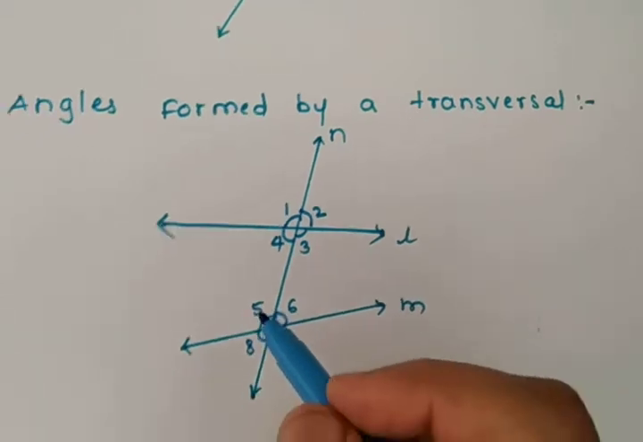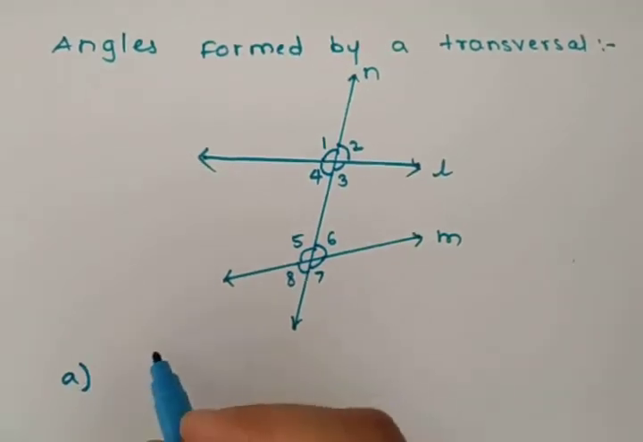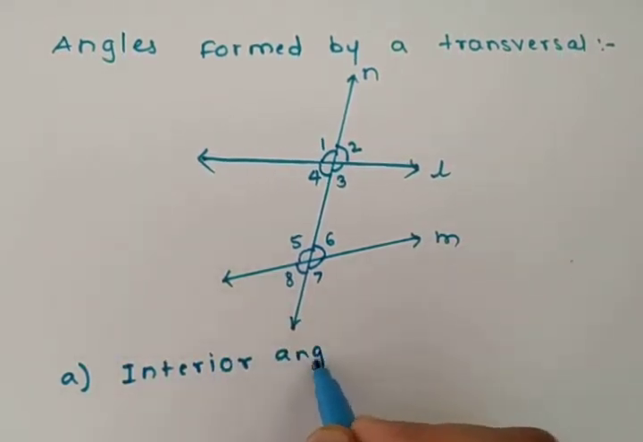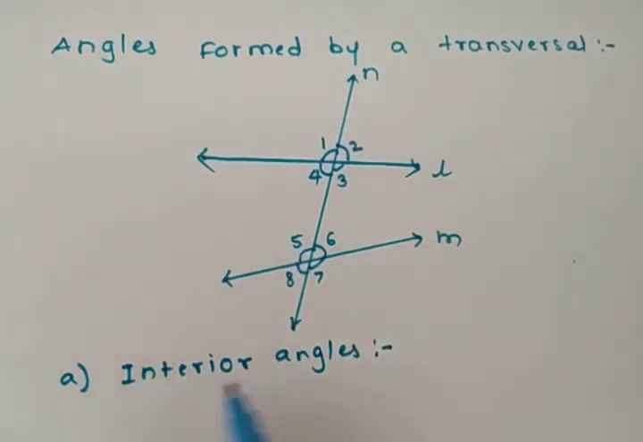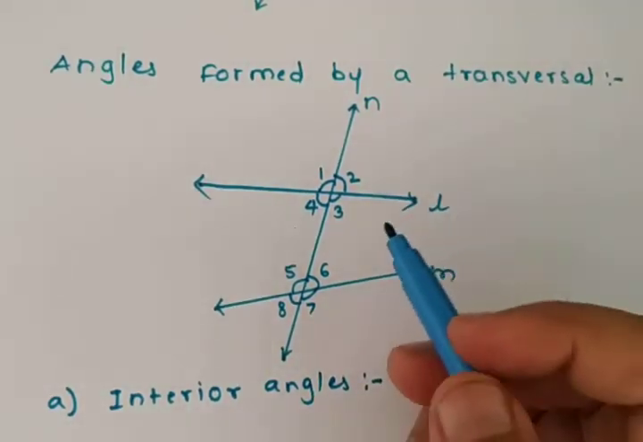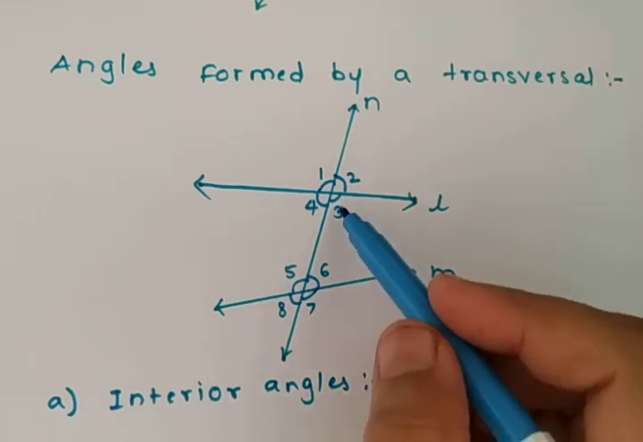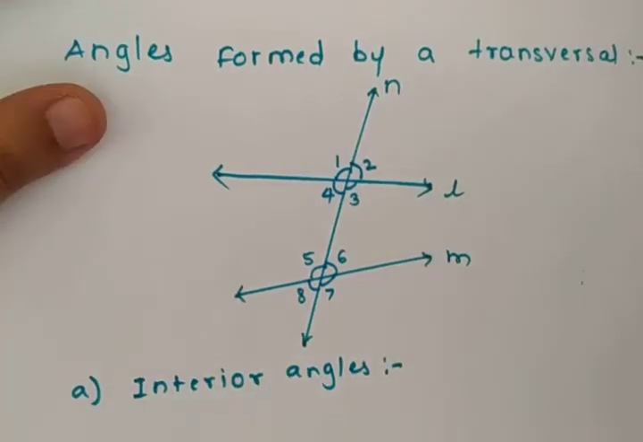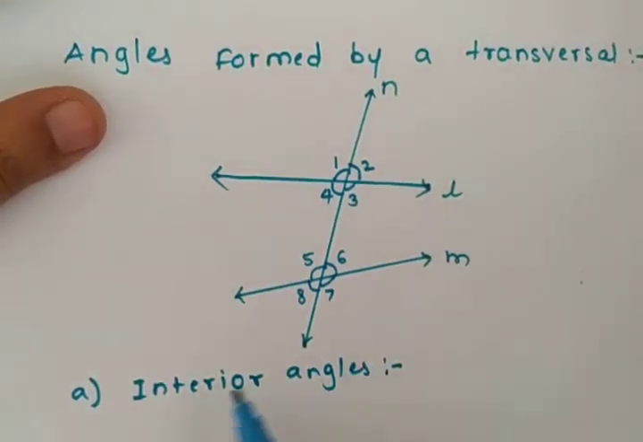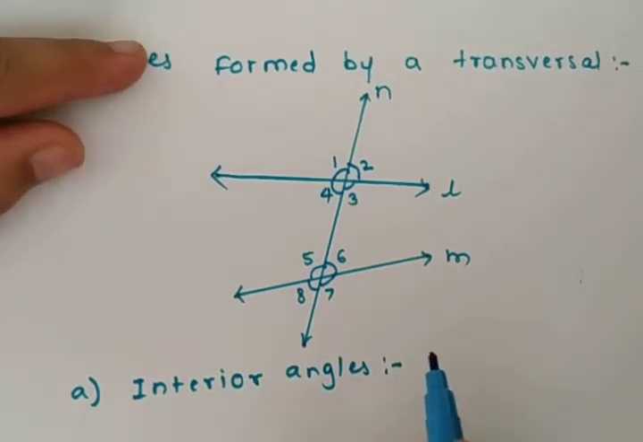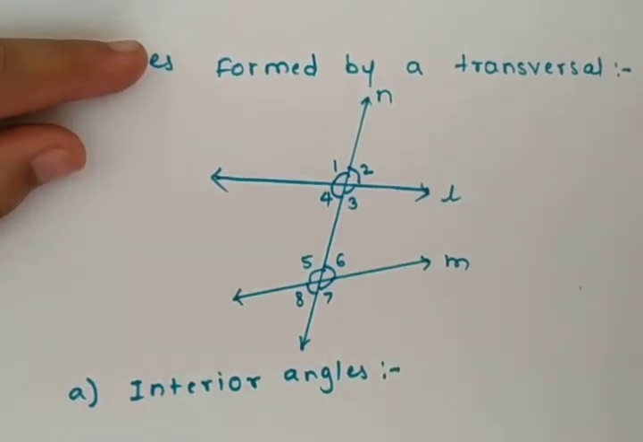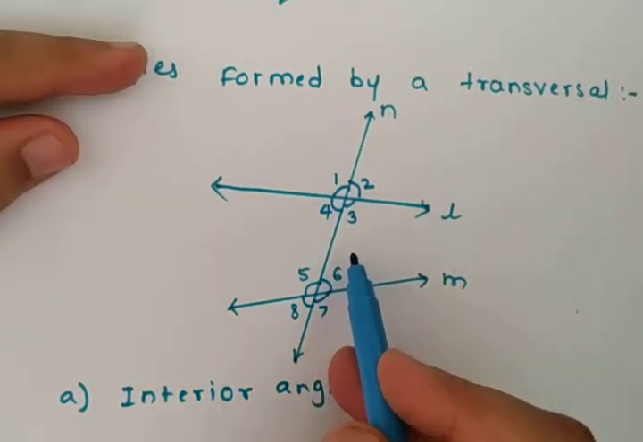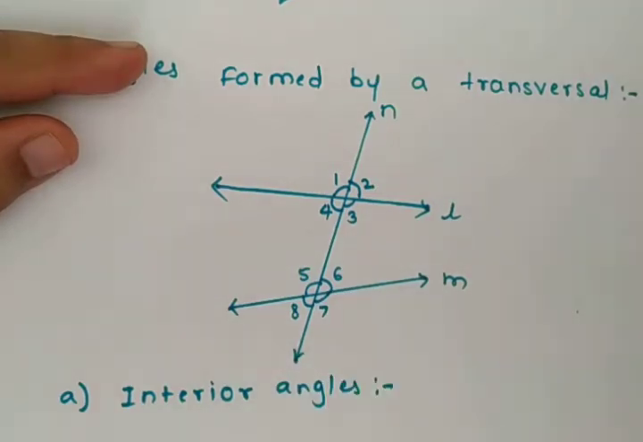First we'll see interior angles. Which angles are said to be interior angles? Interior means those lying inside. So here you can see angles 3, 4, 5, 6, all of these are lying inside. But which angles are said to be interior angles? The angles enclosed in the interior of two lines on the same side of the transversal. Got it? On the same side of the transversal are the interior angles.